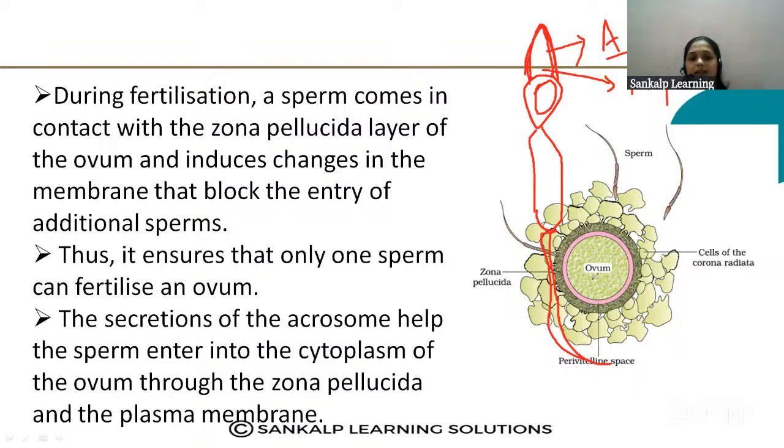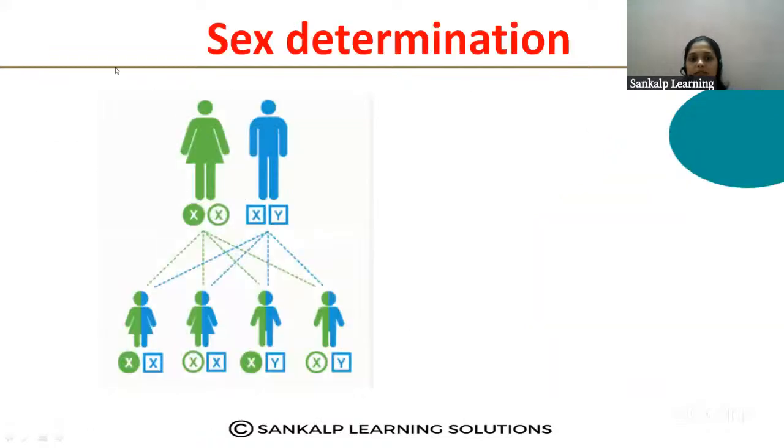After that, the sperm enters into the ovum and fuses with the ovum and forms the zygote. So this is about fertilization. After fertilization, determination can take place. Sex determination is actually banned, but how sex determination takes place, scientifically, we can study in this topic.